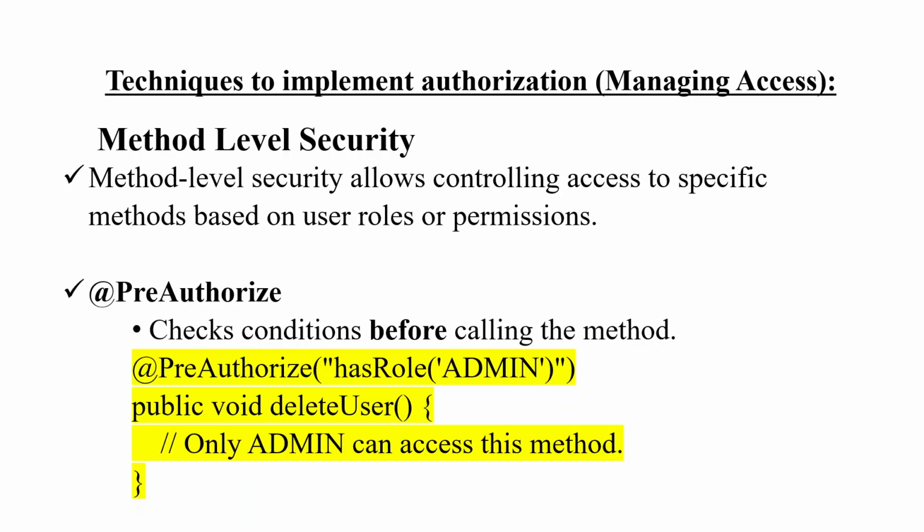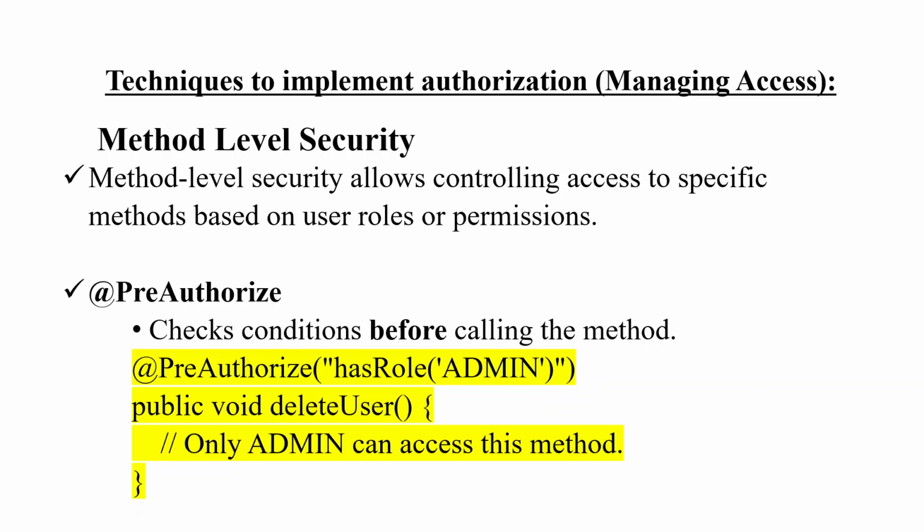For you to use method level security, you have to go to the security config and write the annotation @EnableMethodSecurity. Inside your security config, you have to enable method security.